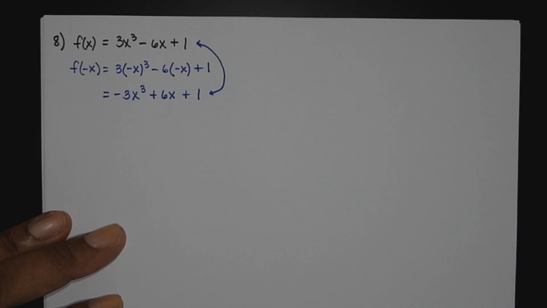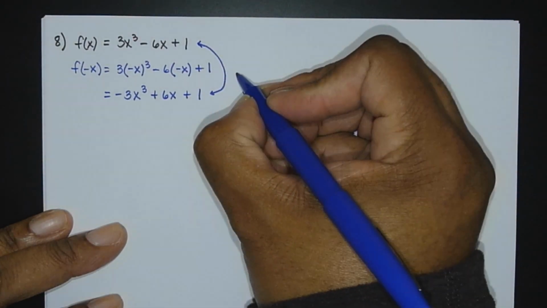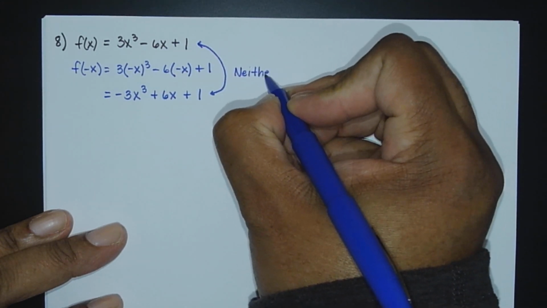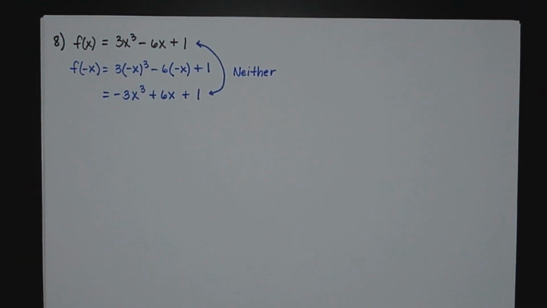So would that be even, odd, or neither? It's going to be neither, because the first two terms change sign, but that last term, the plus 1, remains the same. Every single term must change to the opposite sign in order for you to have an odd function. Questions on number 8?